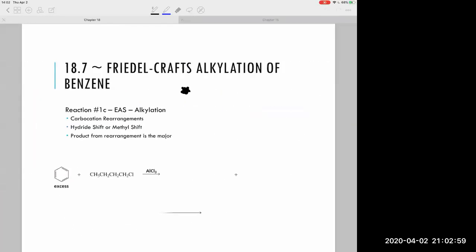Okay, now with this one, we actually have something a little bit more difficult to consider here. So everybody take a second and give me the product that you would expect for this reaction. You don't have to worry about the actual reaction mechanism, but just give me the product.